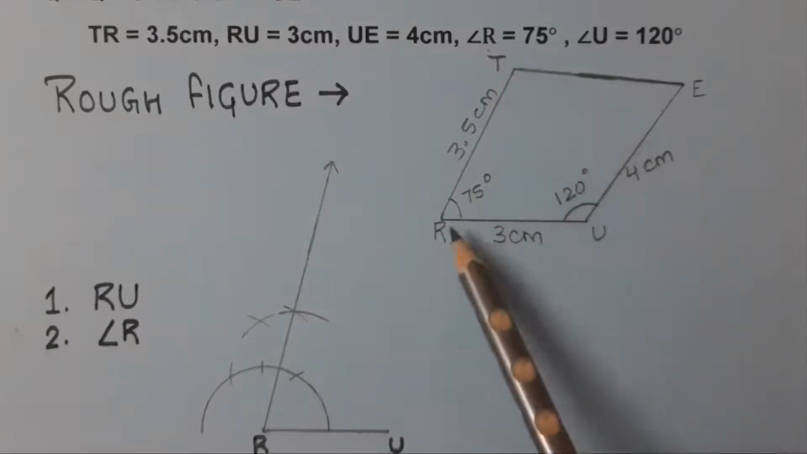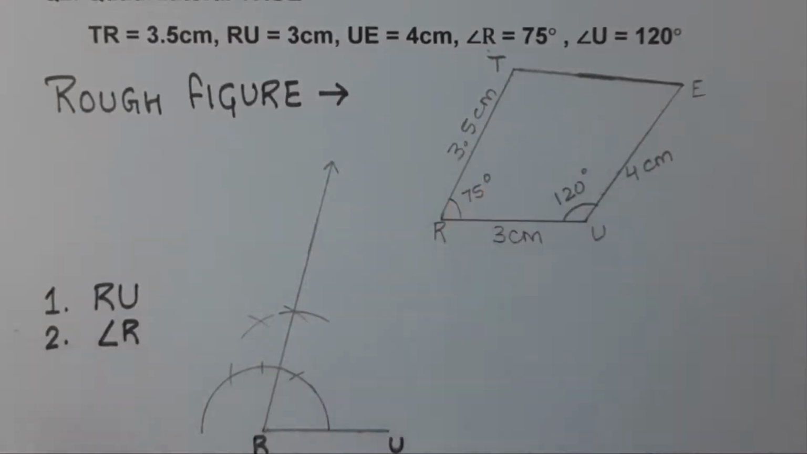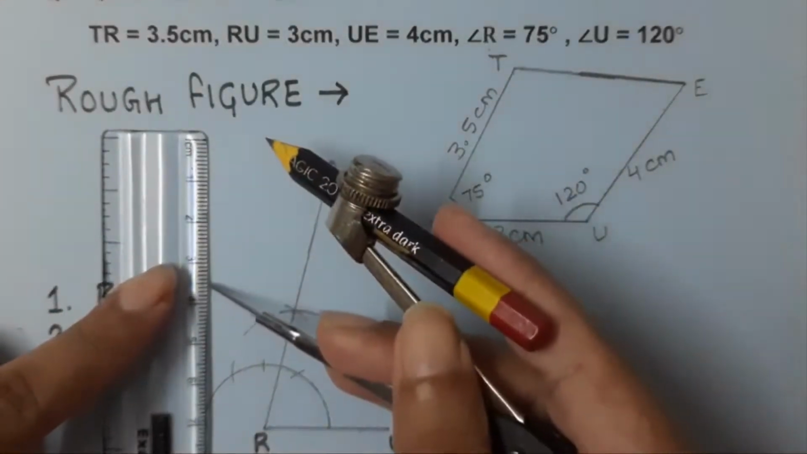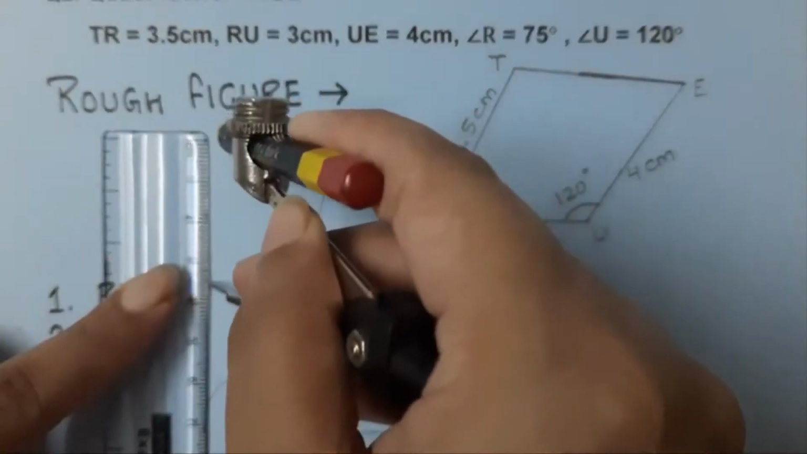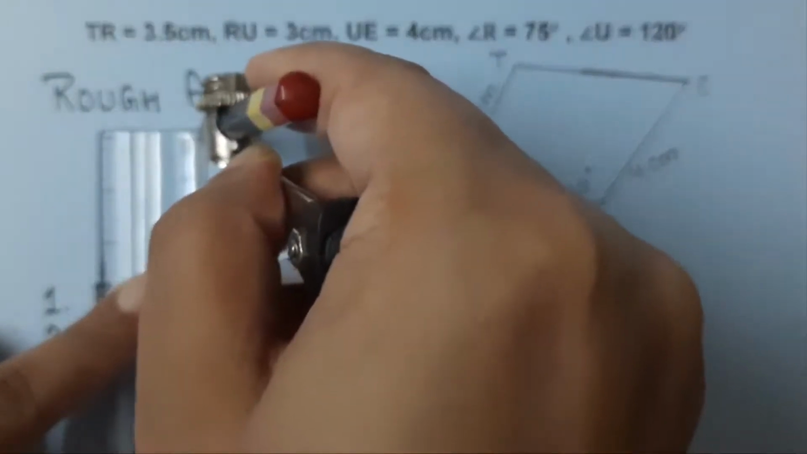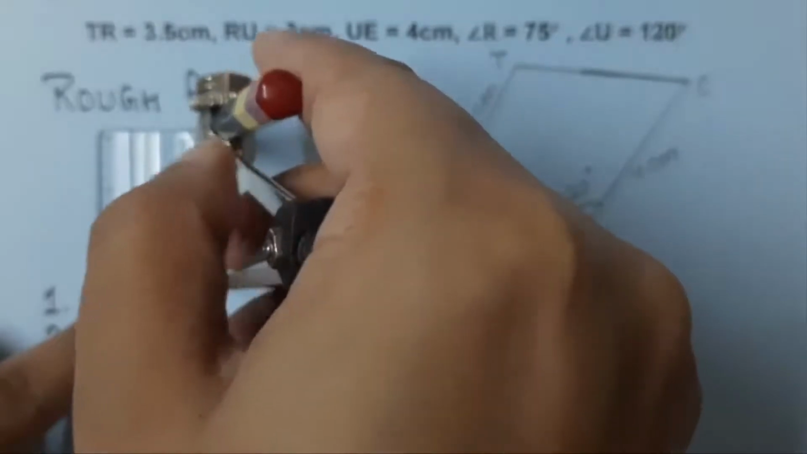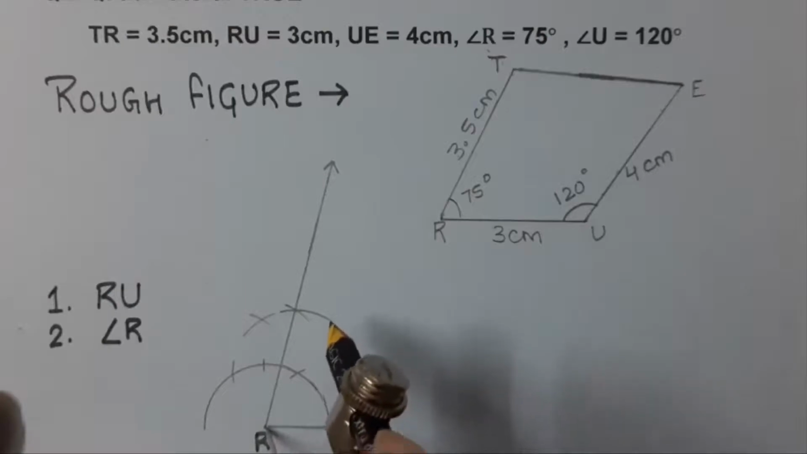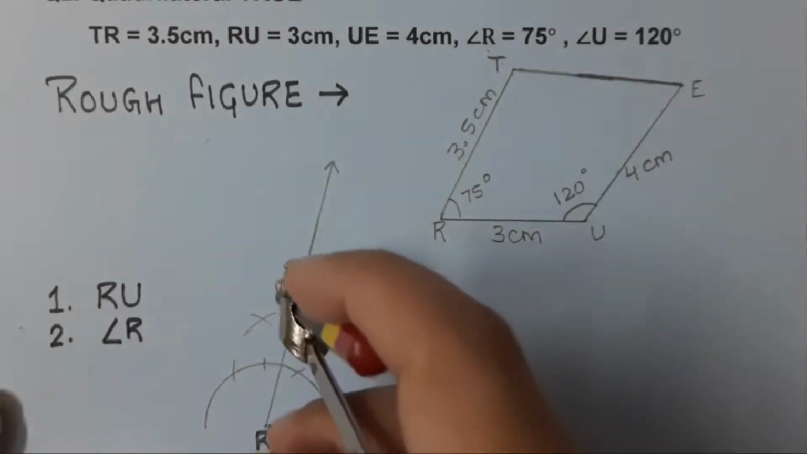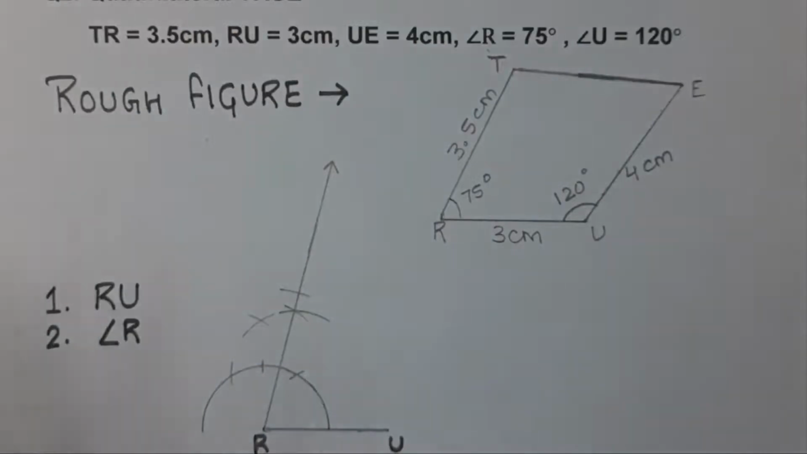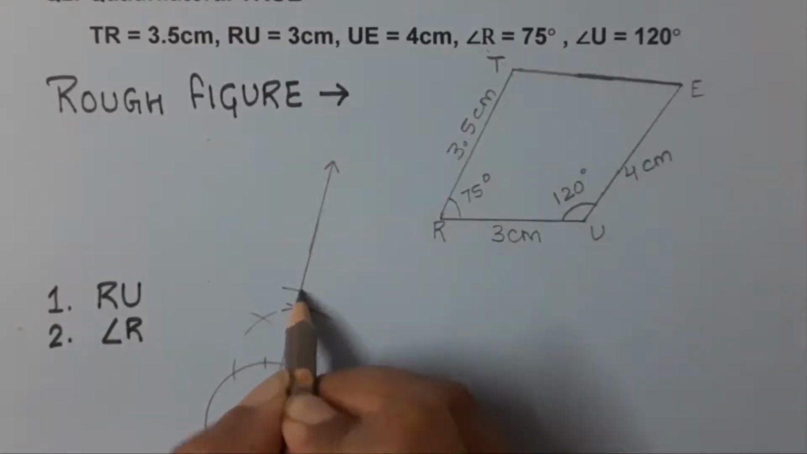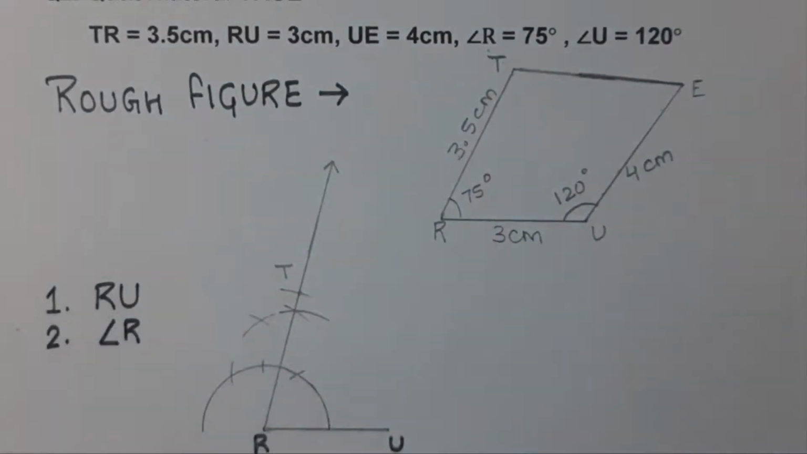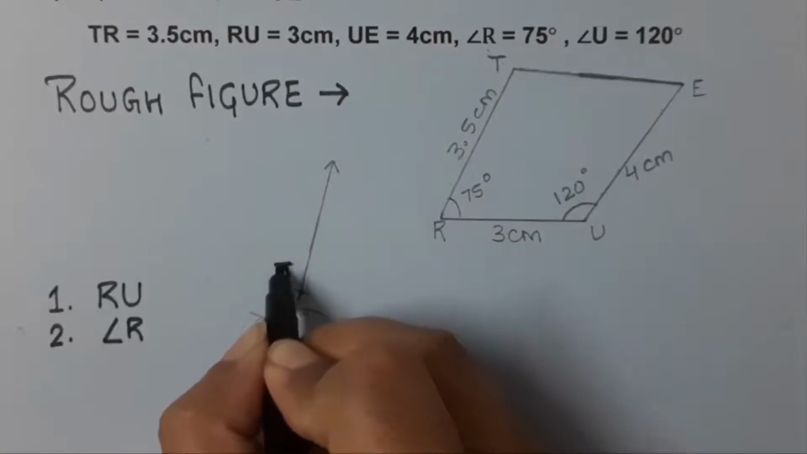Now how to locate the point T? See, T is at a distance of 3.5 centimeter from R. So we'll open the compass for 3.5 centimeter. Always be very careful in the radius of the compass. It should be fixed when we are constructing everything. So now R, and we'll make an arc here to locate the point T. Okay, so this is the point T which is at a distance of 3.5 centimeter from the point R.